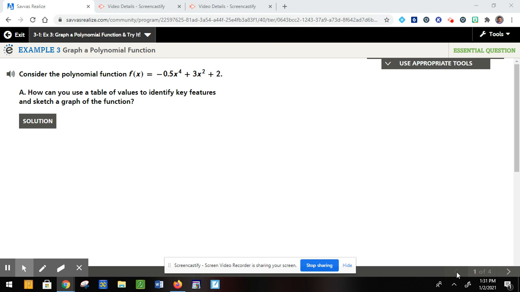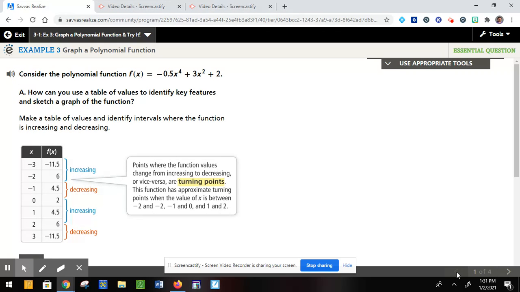All right, so now we're going to take a function, use a table to just find some values, some points to plot, and then also what we just talked about with the rising and falling, and using the leading coefficient and the degree to help shape an idea of what the graph would look like. So the first thing is just make a table of numbers. So we're going to have x values, some positive, some negative. Find the y values there.